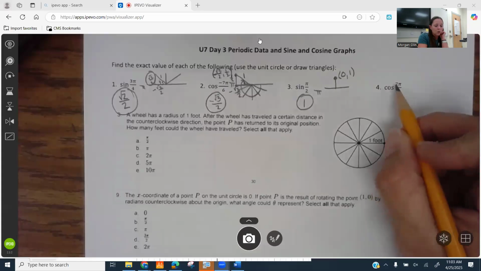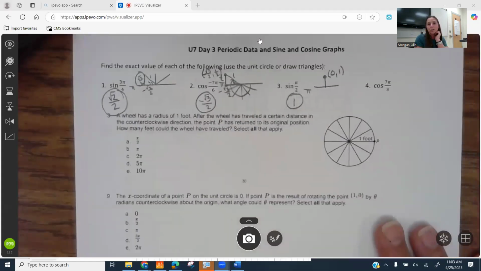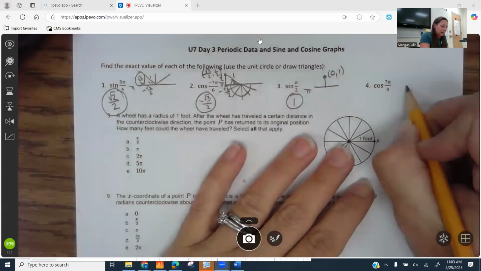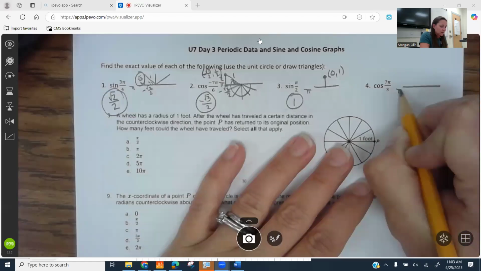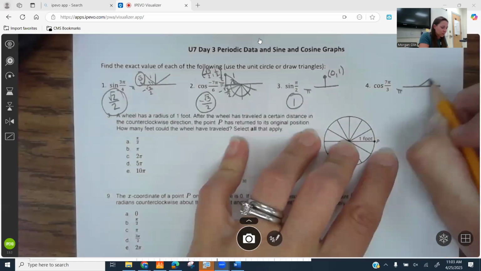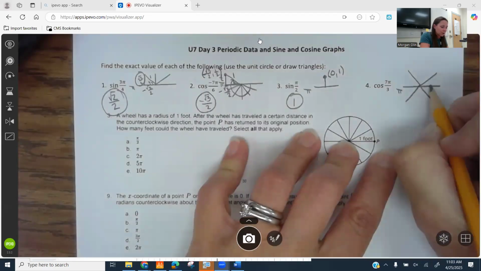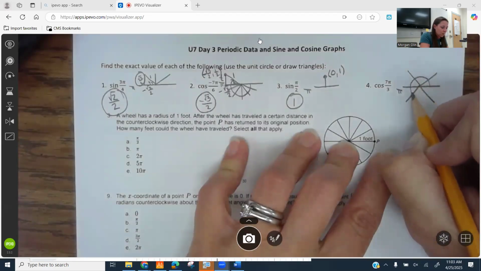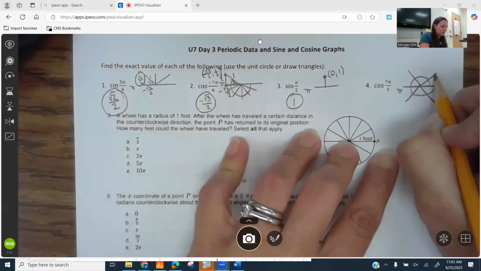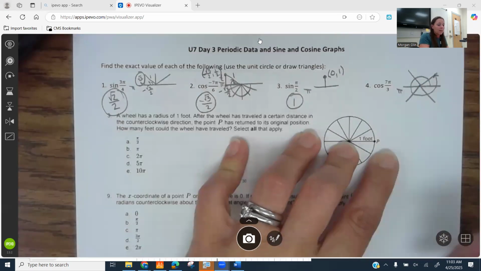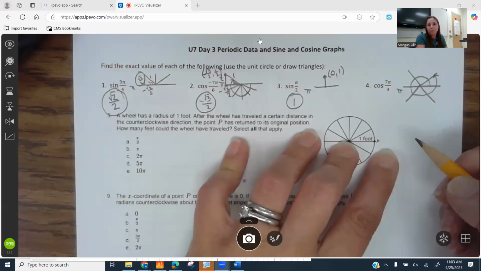Okay, and right here, cosine of 7 pi over 3. So again, if you're drawing this out, put pi into thirds. Okay, we're going to put this into thirds. Start here, count around 7. 1, 2, 3, 4, 5, 6. Oh, we actually land right here. And this is the same thing as pi over 3.